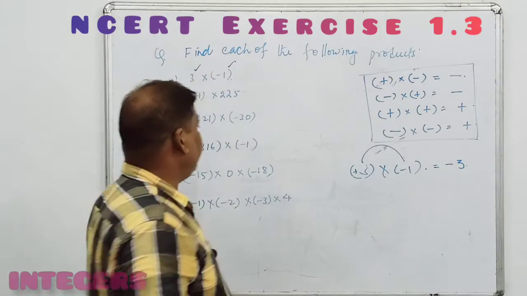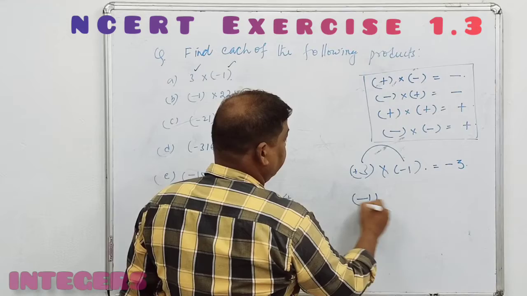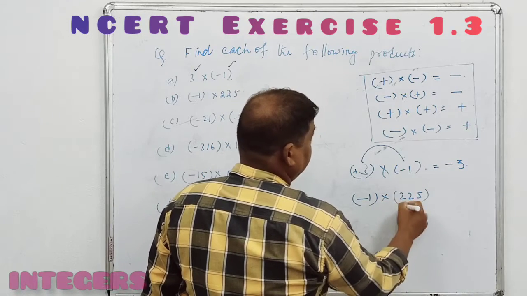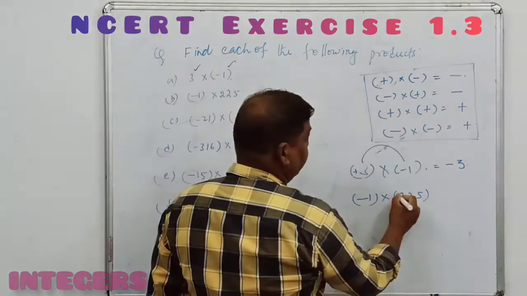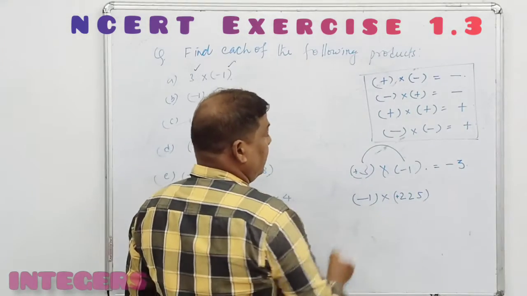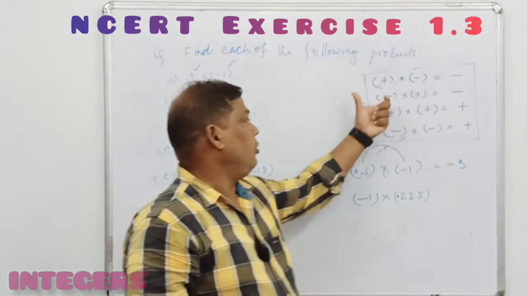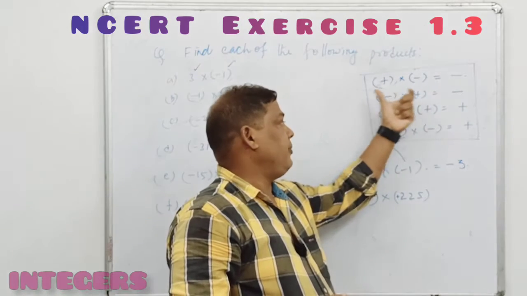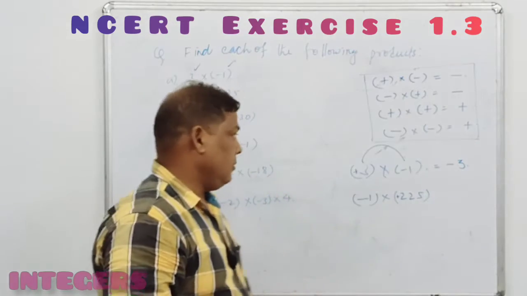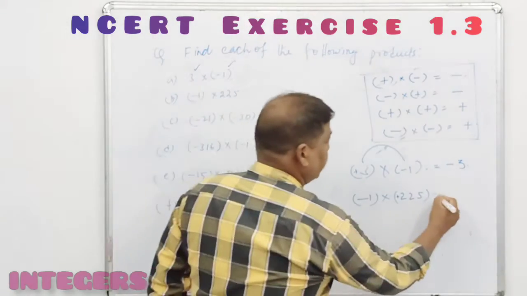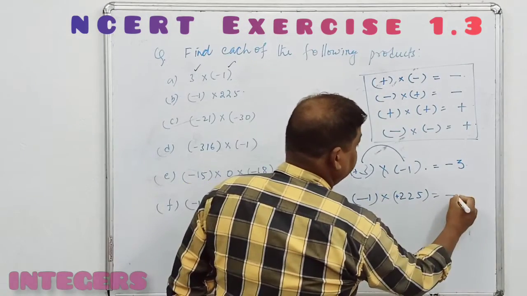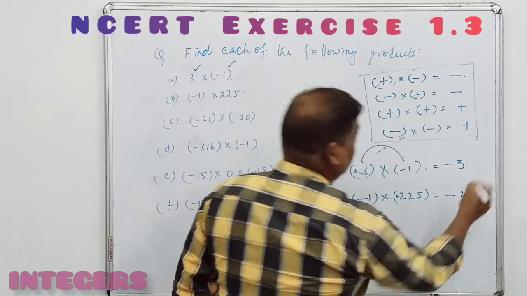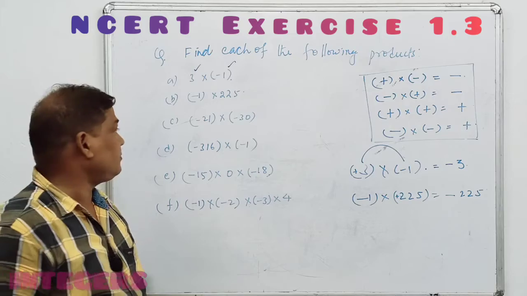So we'll see the second one, minus 1 multiplied with positive integer 225. Here is the positive integer, and this is the negative integer. When you multiply a negative and a positive, the result will be a negative integer, so minus times plus is minus. So 1 into 225 means the result will be minus 225.